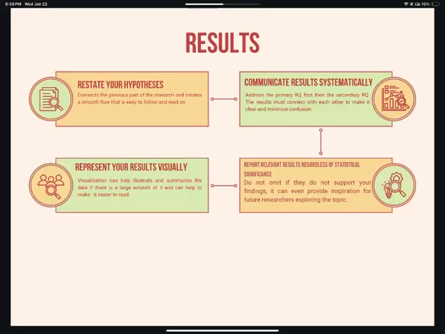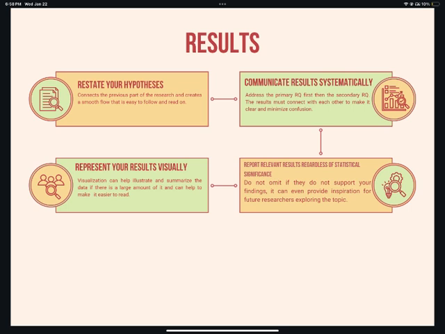Our results section is to restate our hypotheses. It helps to connect a previous part of our research and creates a smooth flow that is easy to follow and read on. The second is to tell our results systematically. Address the primary research question first and then the secondary research questions. The results must connect with each other to make it clear and minimize confusion.